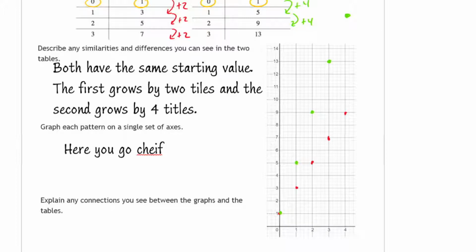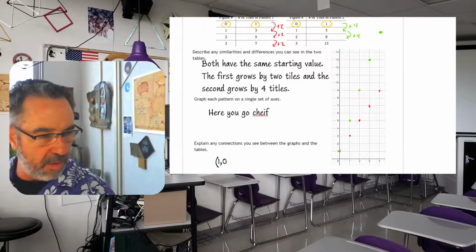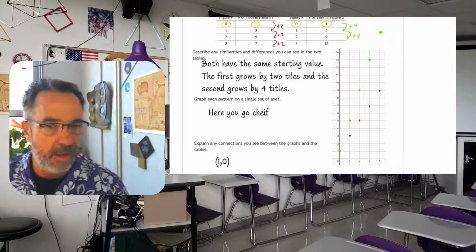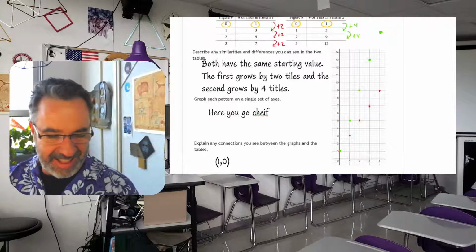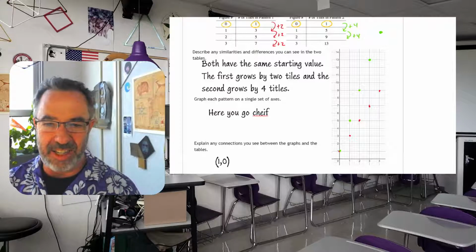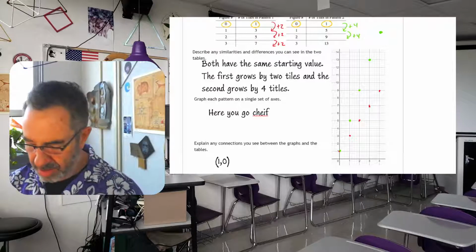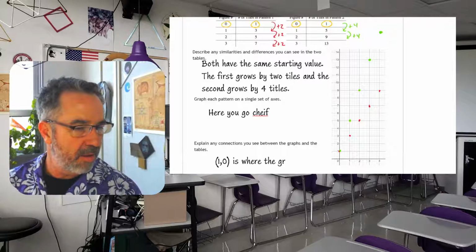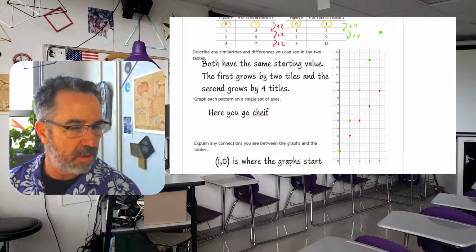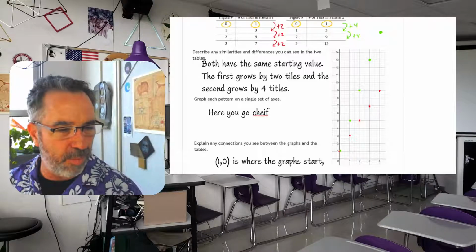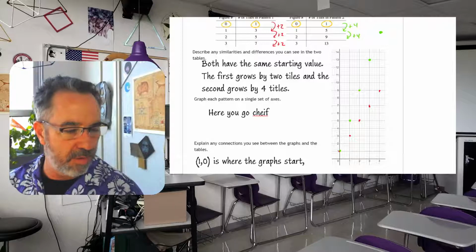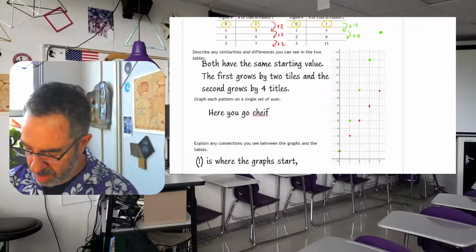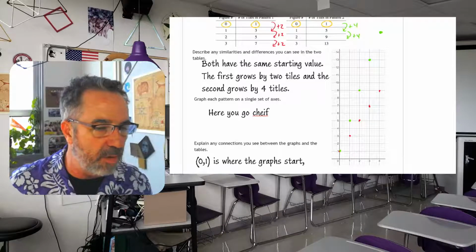Something I saw was, I could say this. So 1 comma 0, oh, I'm typing and it changed the thing. Okay. 1, 0, is where the graphs start. And I guess you can also point out between the graphs and the table. So in the table, that 0 term, oh, I got that backwards. It's 0, 1. It's not 1, 0. X is 0, Y is 1. 0, 1 is where the graph starts.